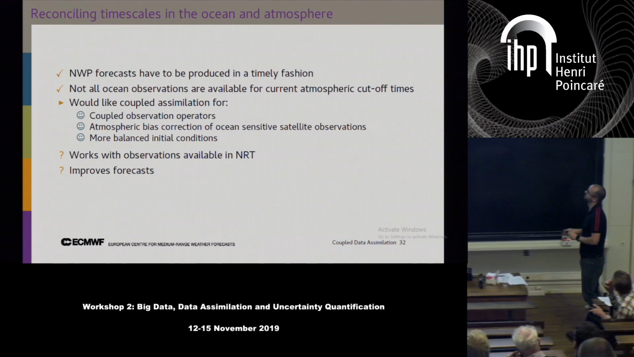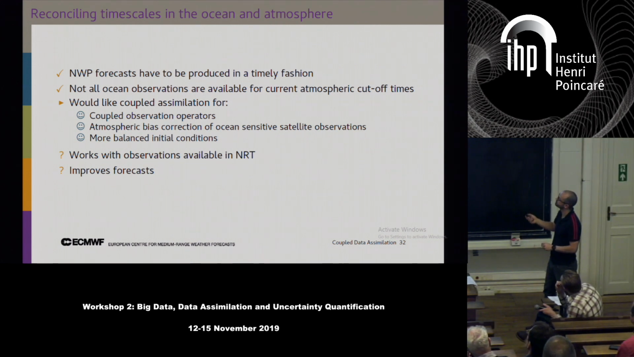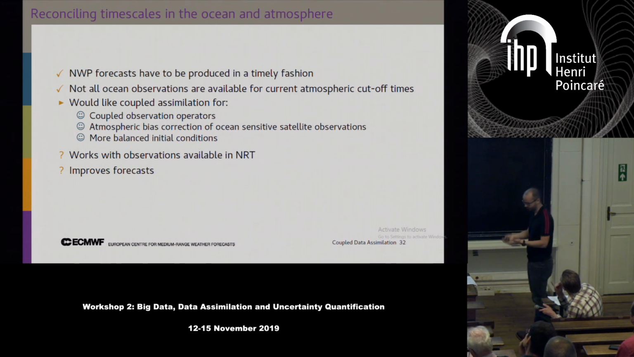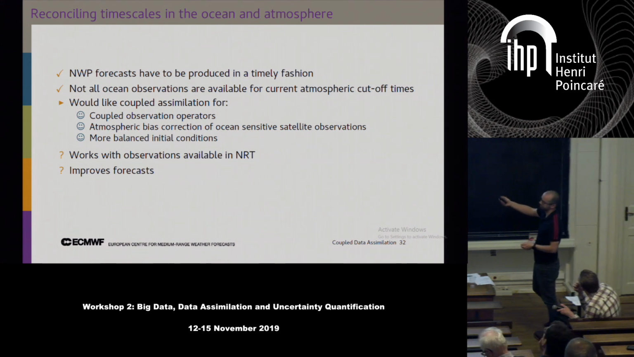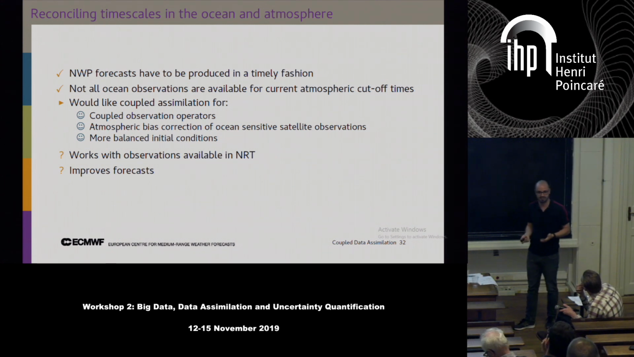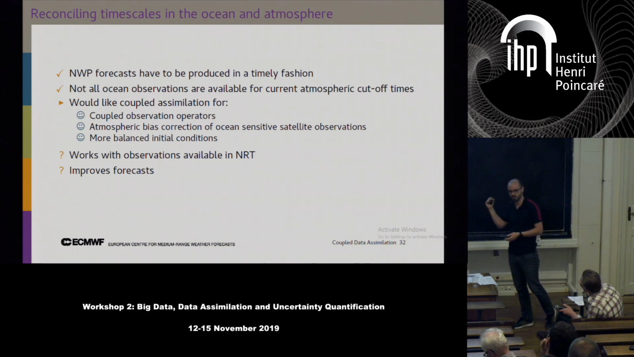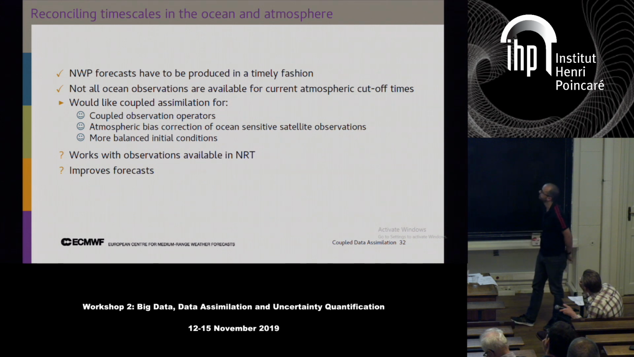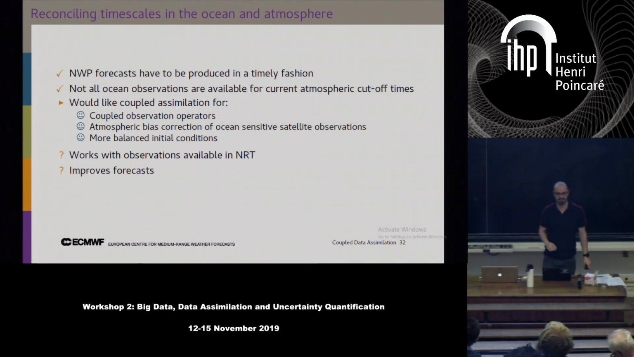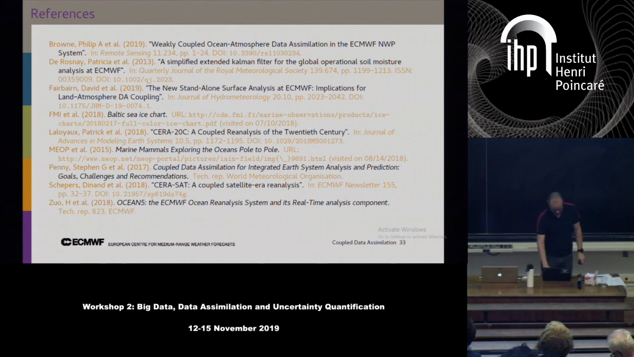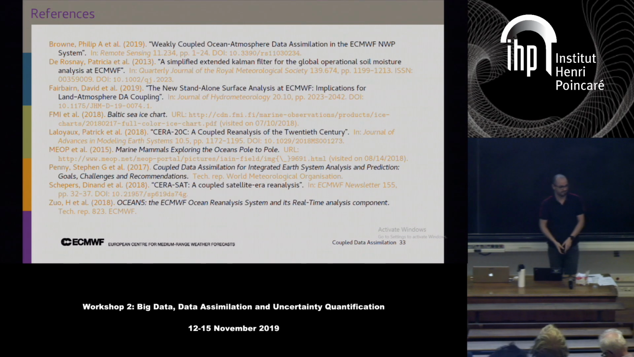Basically, we want to go to coupled assimilation for all these reasons. In particular, it'll allow us to use coupled observation operators, which should give us some benefit. But we have to make sure that it's going to work with observations which are available in real time. And actually, these tests haven't quite tested what would be available for the ocean in near real time. And then we also have to show it improves our forecasts. Otherwise, I'll not be allowed to implement this. So I shall finish there and say thank you.